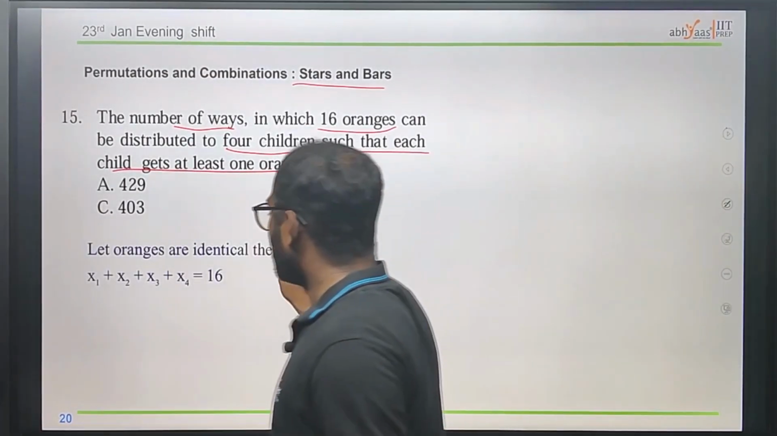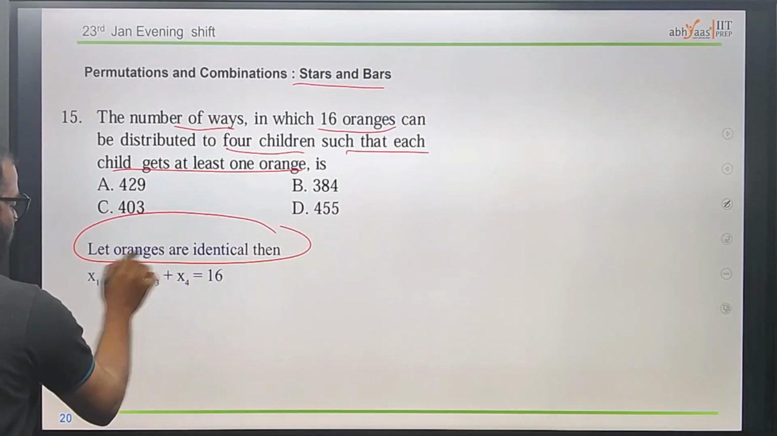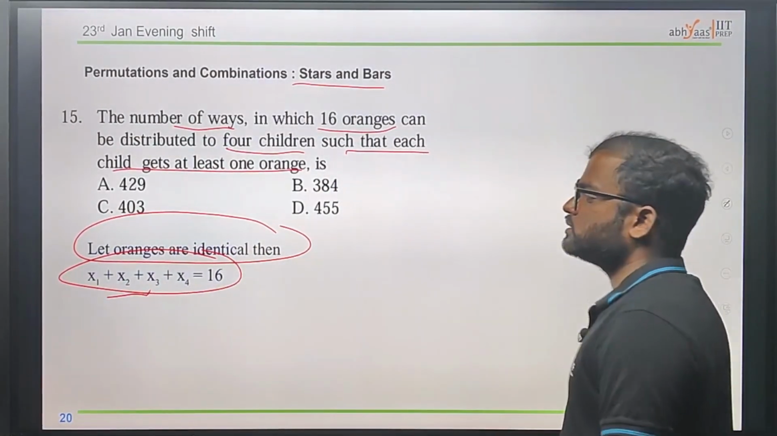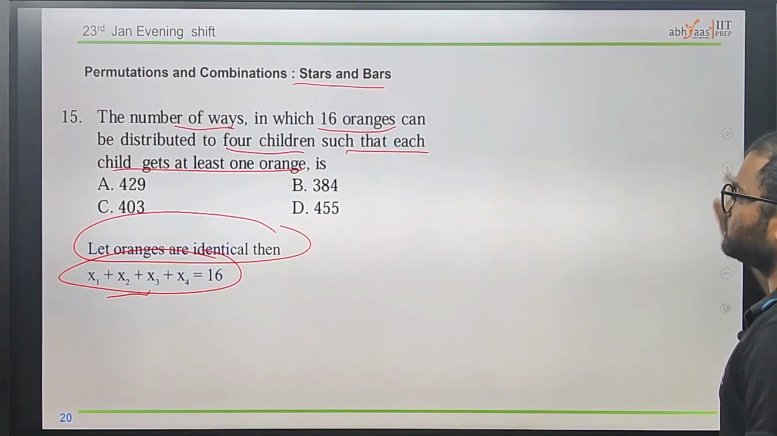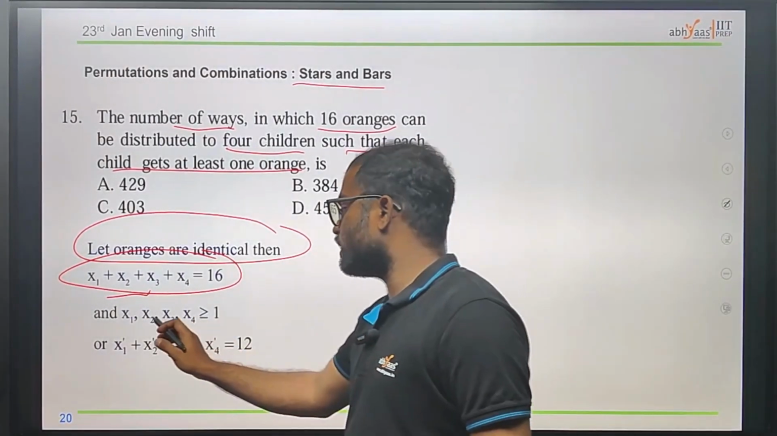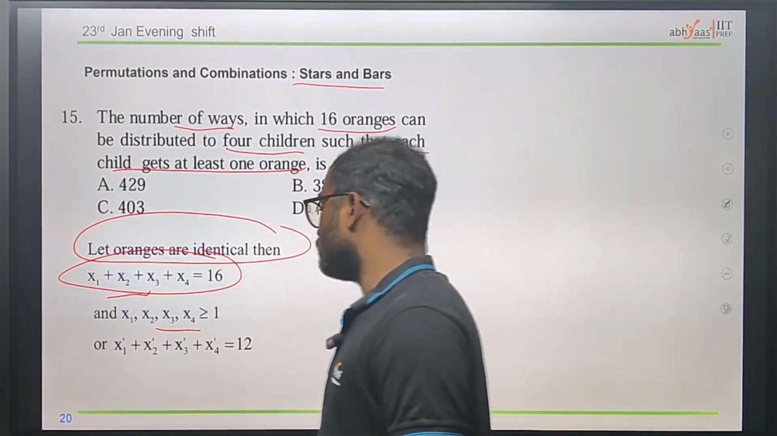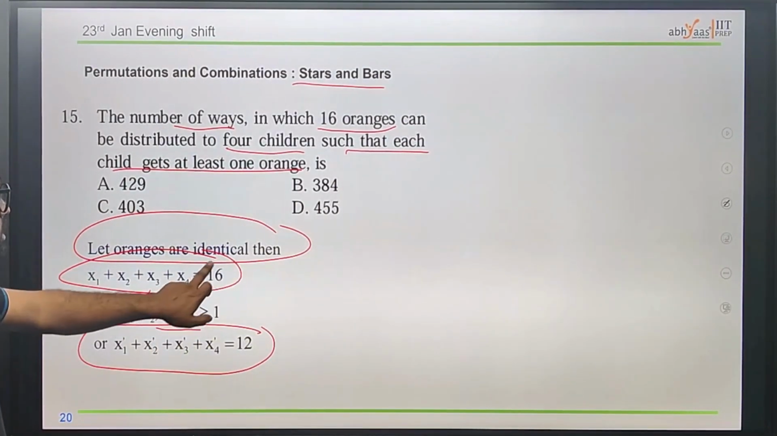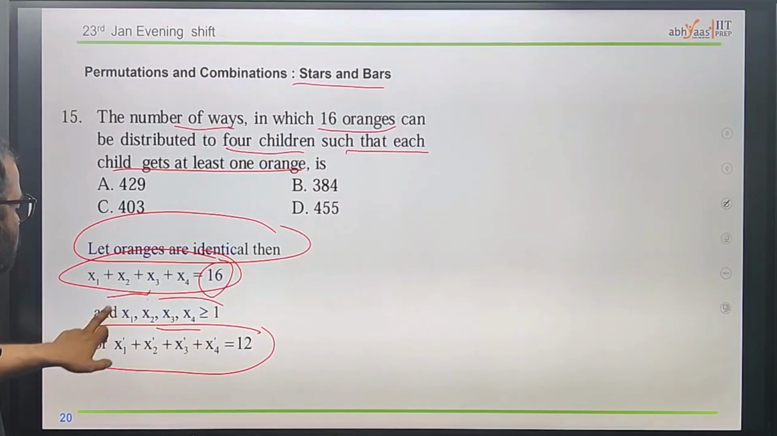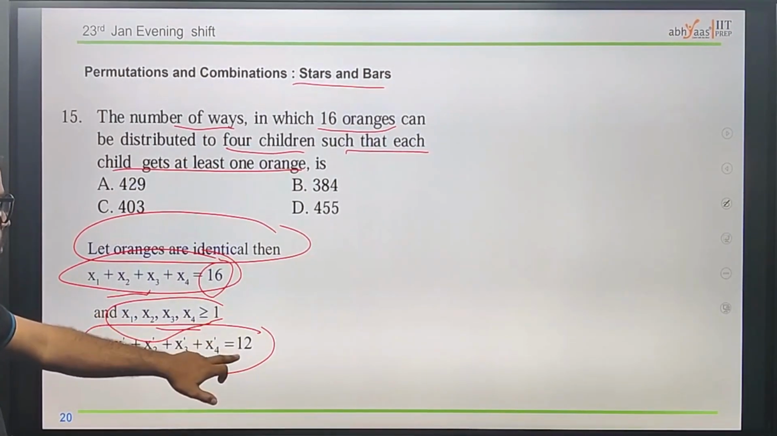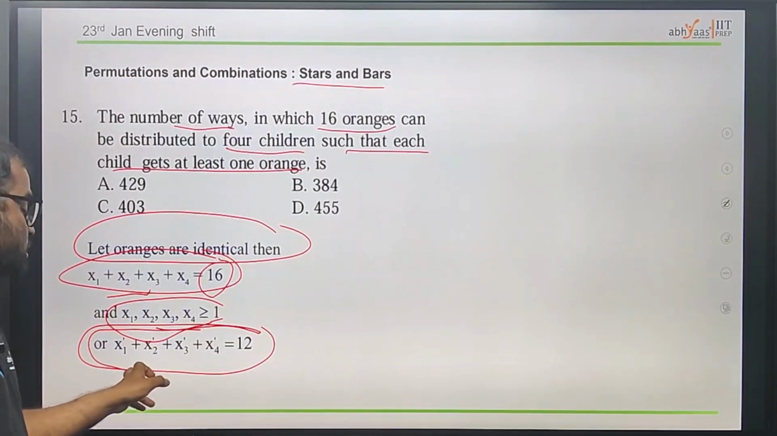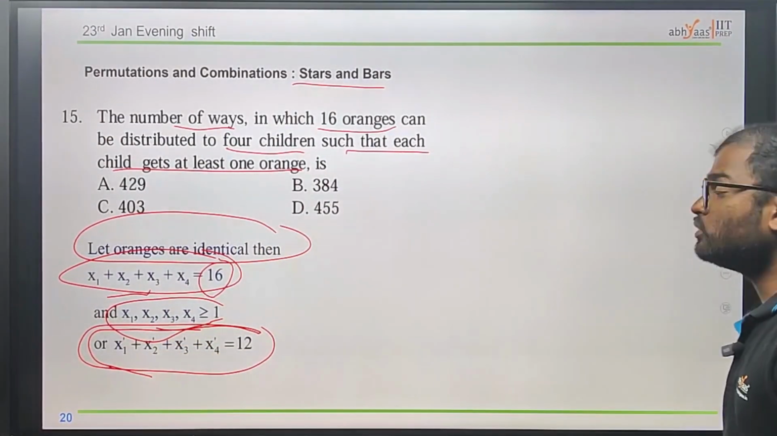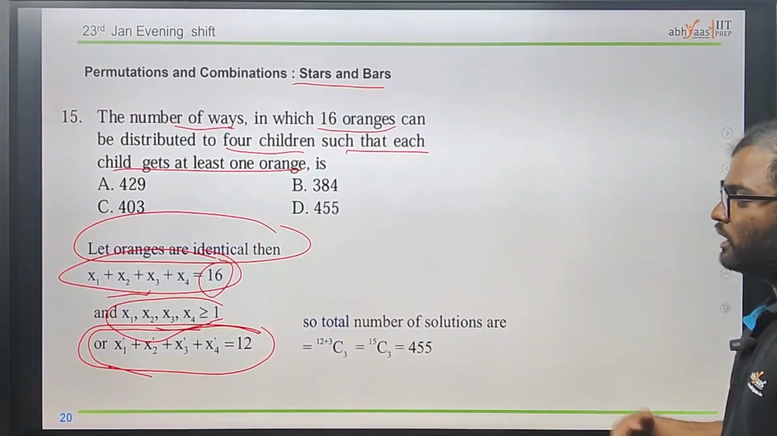See here, the oranges are identical. That means we have integer values of x1 plus x2 plus x3 plus x4 equal to 16, and x1, x2, x3, x4 are greater than or equal to 1. Since they are greater than or equal to 1, to make it simple, we can make it a condition x1' plus x2' plus x3' plus x4' equals 12. This makes it easy for us to do.